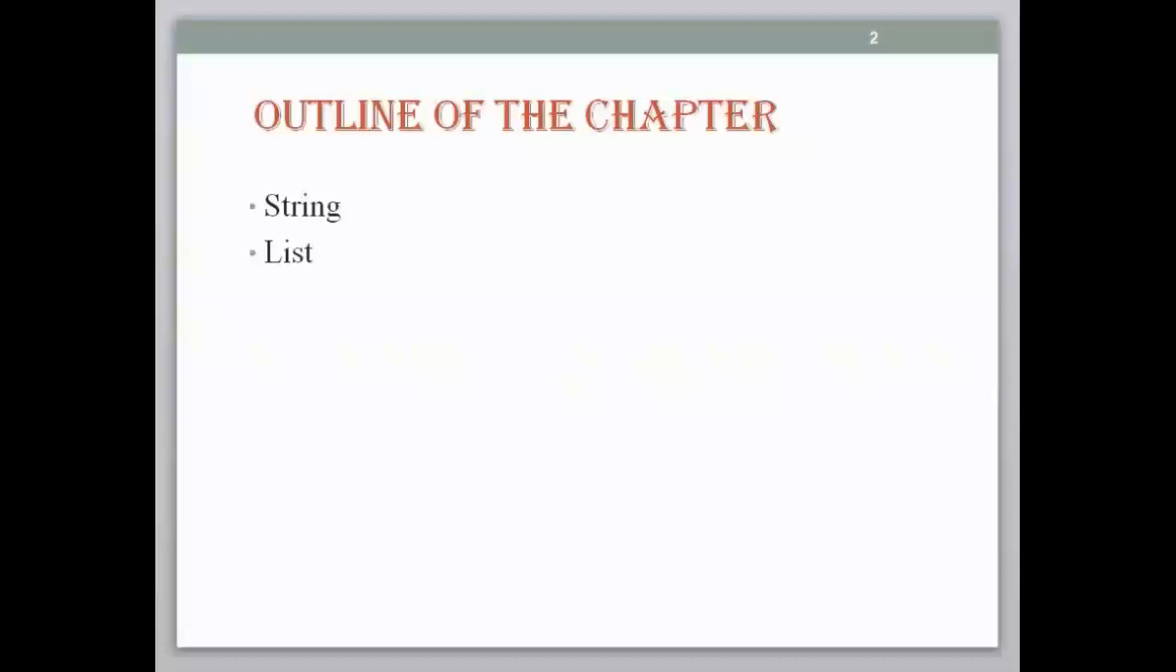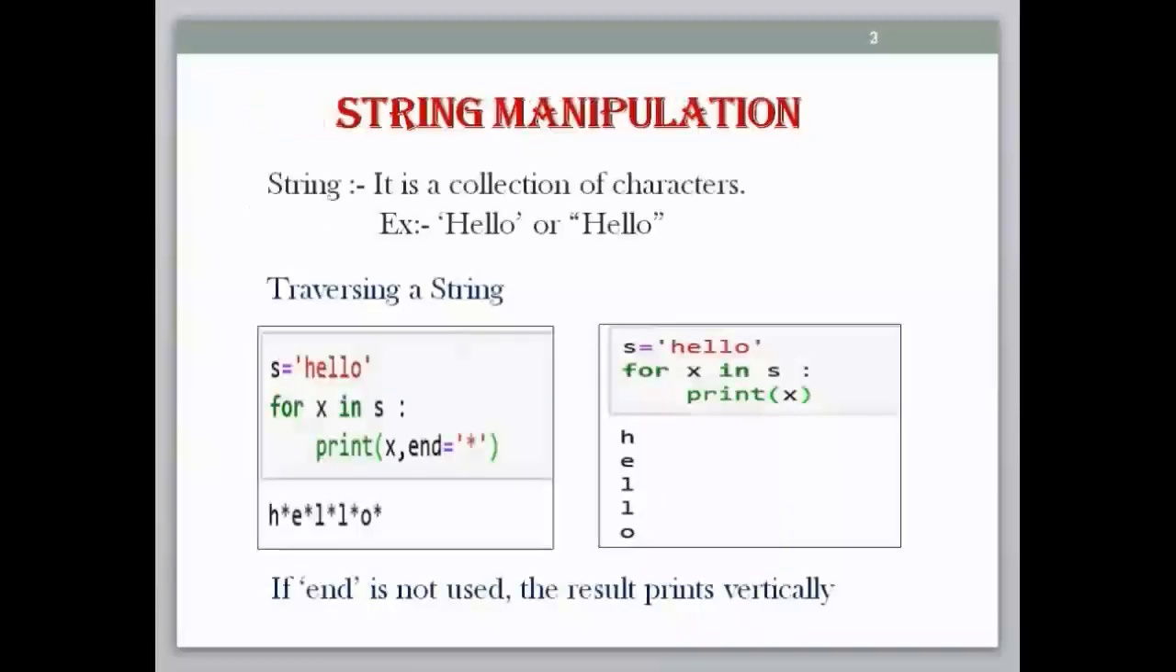So let's get started. A string is a collection of characters. Single quotes or double quotes, anything can be used for defining a string in Python. So let's see how to traverse a string, meaning how to print character by character in a string. So here are two examples.